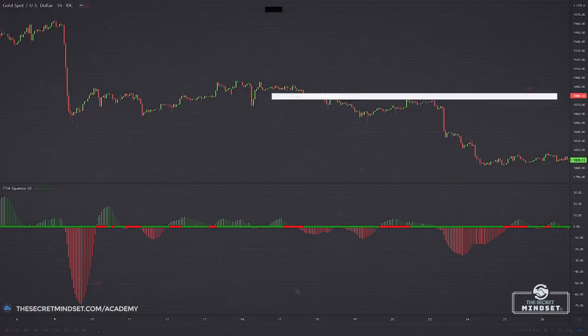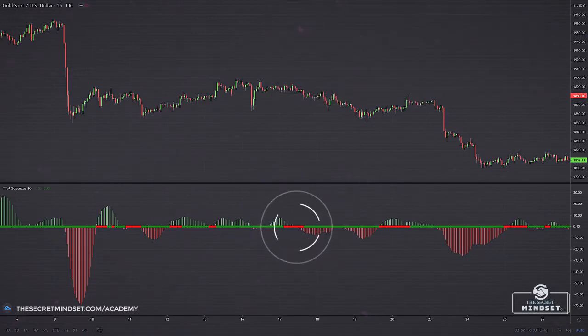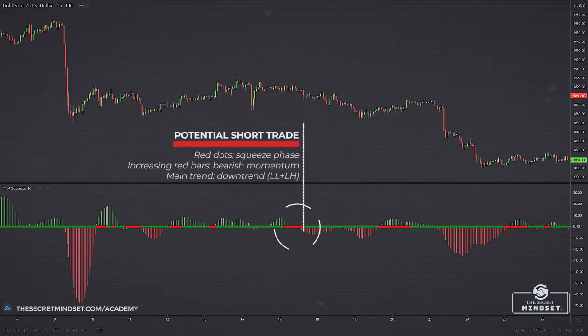Don't expect the market to move immediately after that color change. In some cases, the market will take some time to start a new move up or down. Here's an example to illustrate this on the 1-hour time frame. We can observe the red dots shift to green dots, and we know there is bearish momentum behind the potential squeeze, an ideal entry for a short trade.